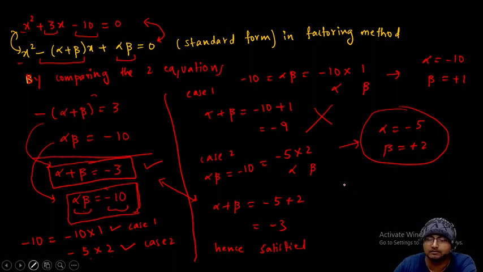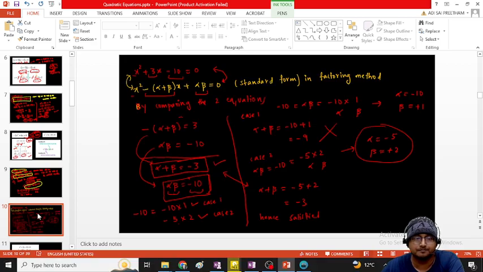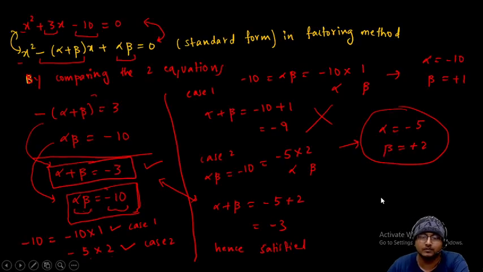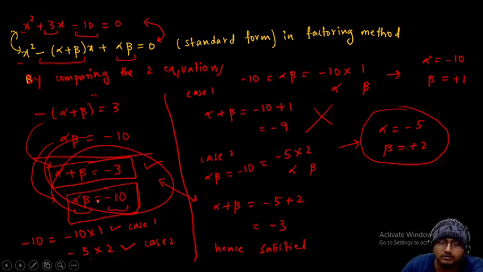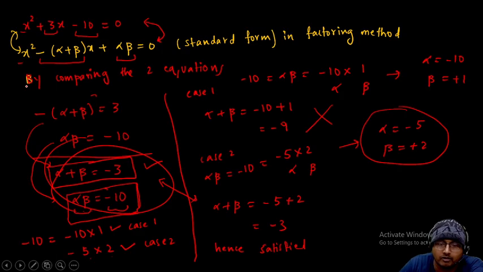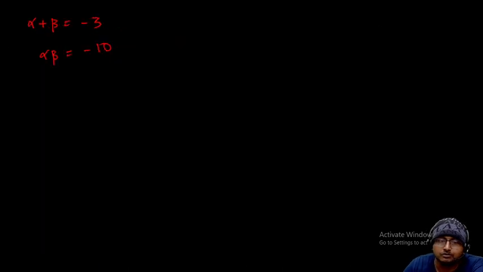Let us check whether we got it correct or not. Alpha plus beta should be minus 3, and alpha beta is equal to minus 10. We have taken alpha equal to minus 5 and beta equal to plus 2. Whether this will satisfy, we check alpha into beta: minus 5 into plus 2, it will be minus 10.